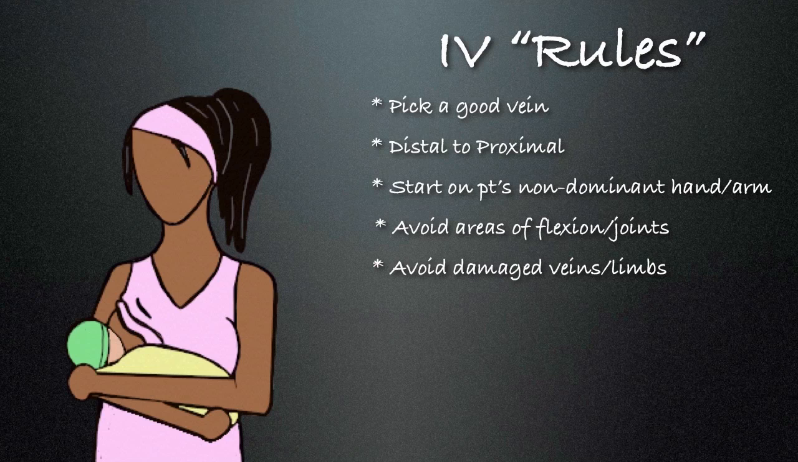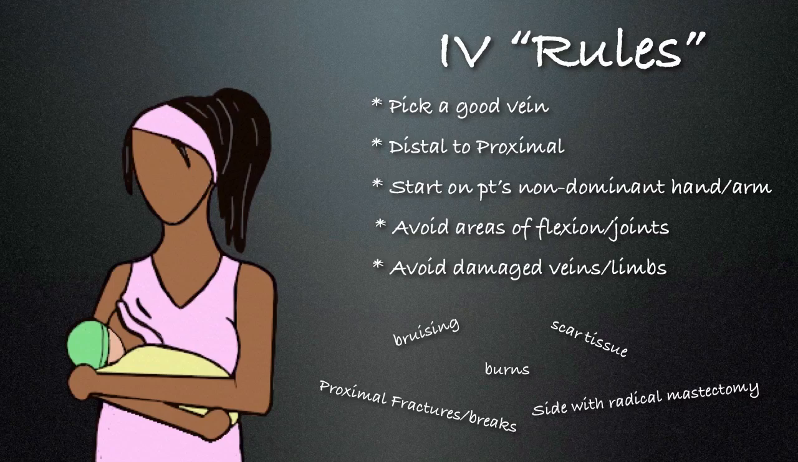You want to try to avoid starting an IV at a site where there is bruising, scar tissue, or burns. Choose the other arm if you have a patient who has anything on one side that may affect the flow of fluid. For example, patients with a fracture or break, or for those who've had a radical mastectomy.